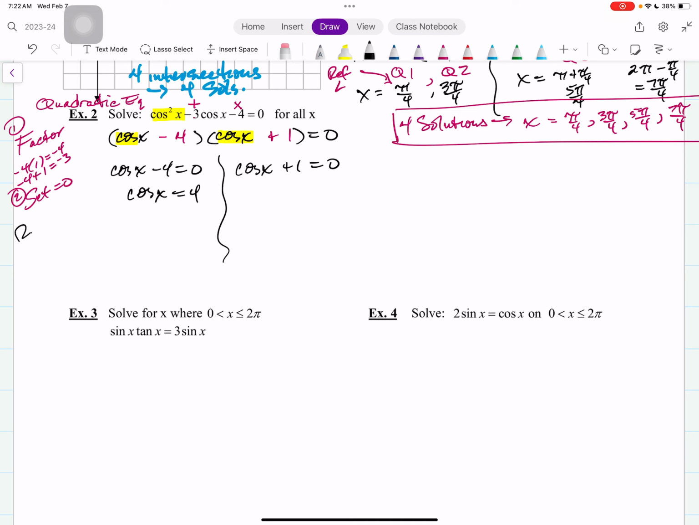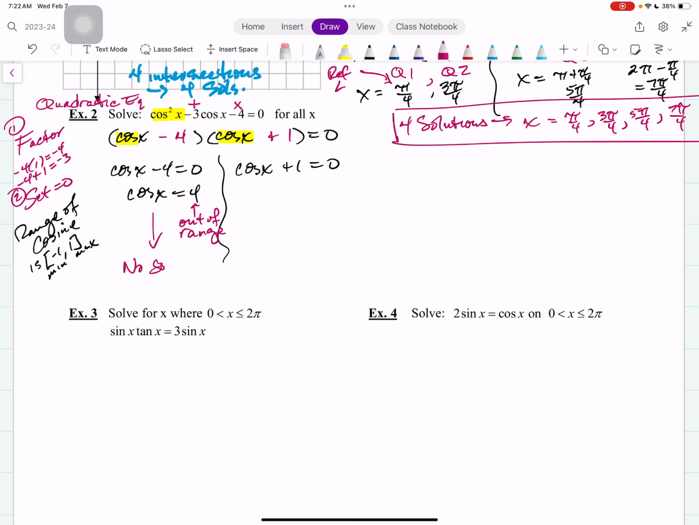Okay, so the range of cosine is negative 1 to 1, min to max. The cosine function and the sine function have a min and max. The minimum is negative 1, the maximum is 1. And so this is impossible. This is out of the range. 4 is out of the range, which implies that this equation has no solution.